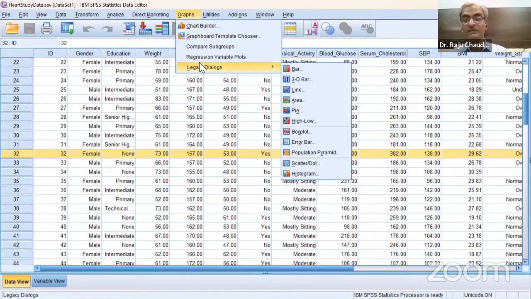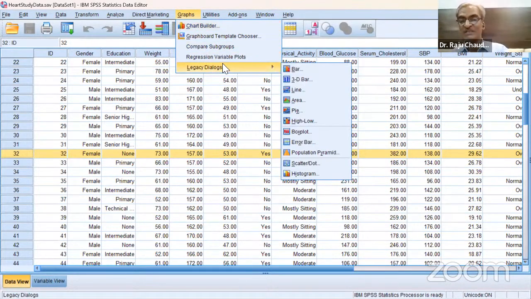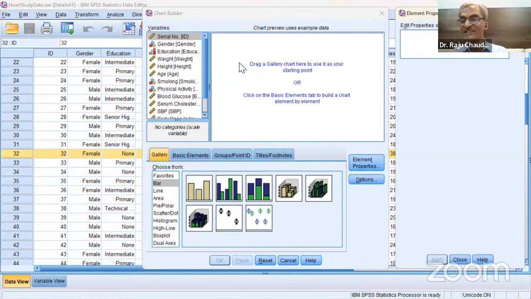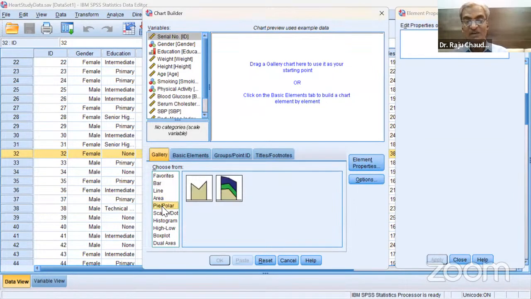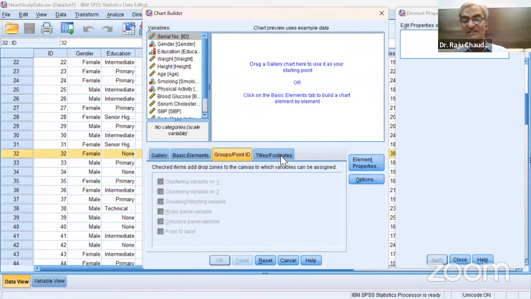So go to graph. Okay, so let me show you chart builder, because we have already seen legacy. Okay, so chart builder, right? This is an alternative way. See, in the gallery we have all the charts here, all different types of charts. Here we have the basic elements, and here we have the groups and points, and titles and footnotes, right?